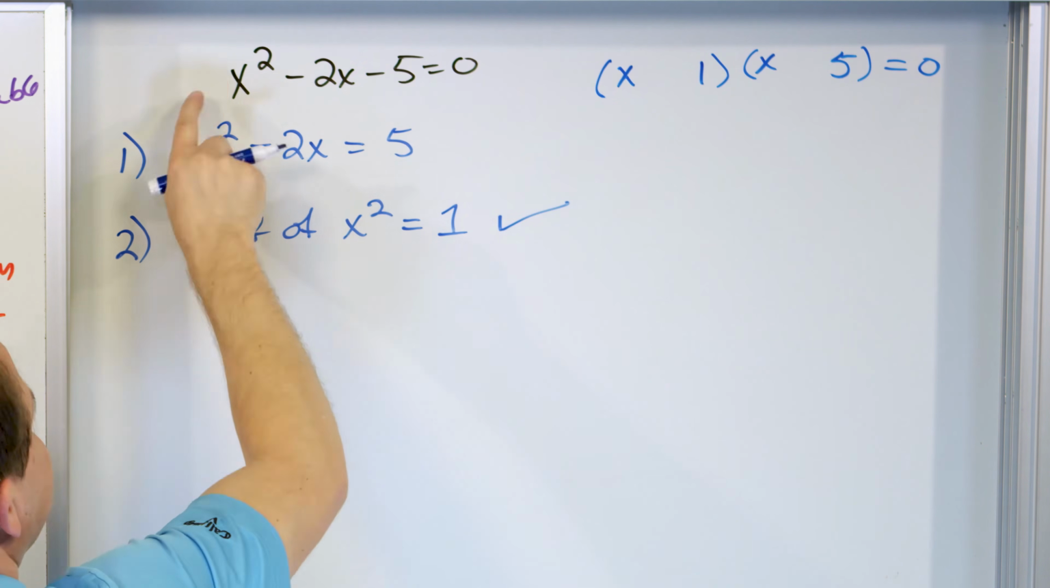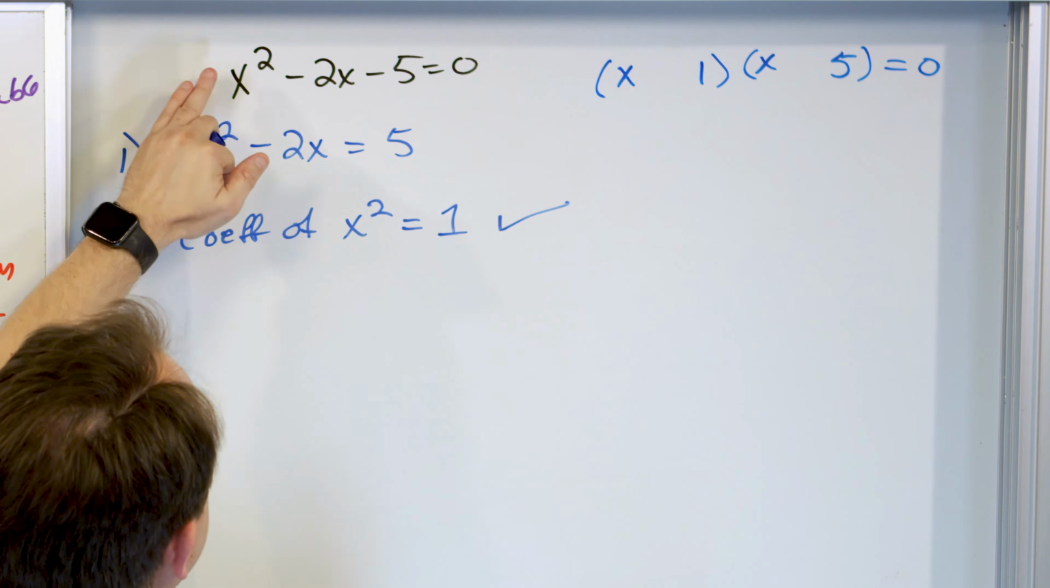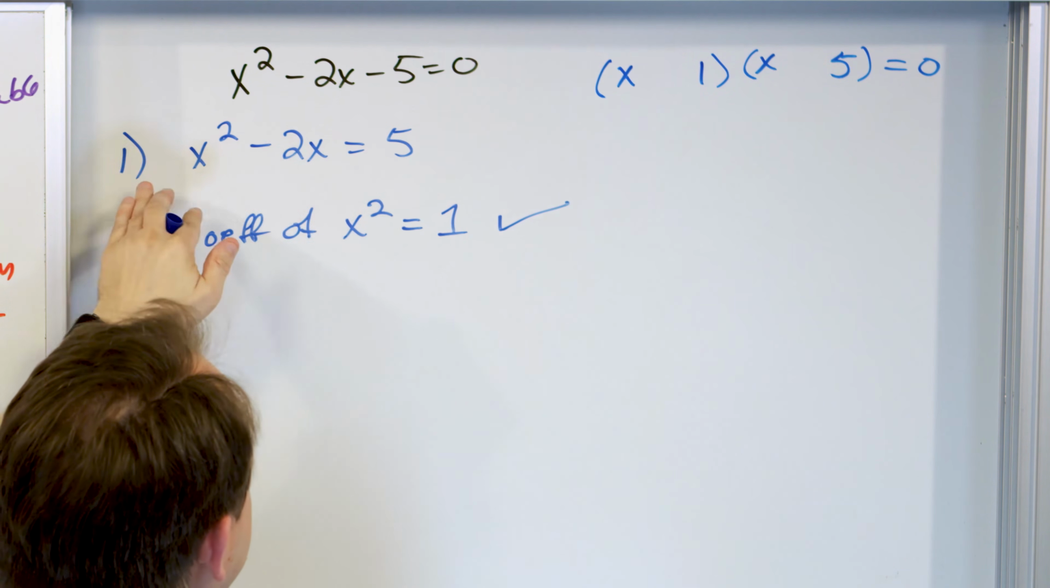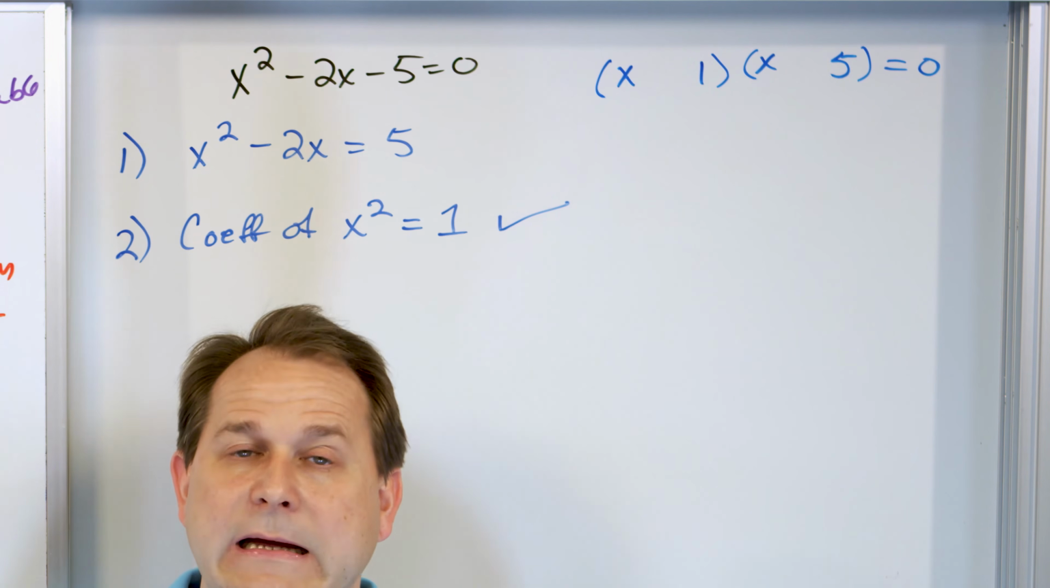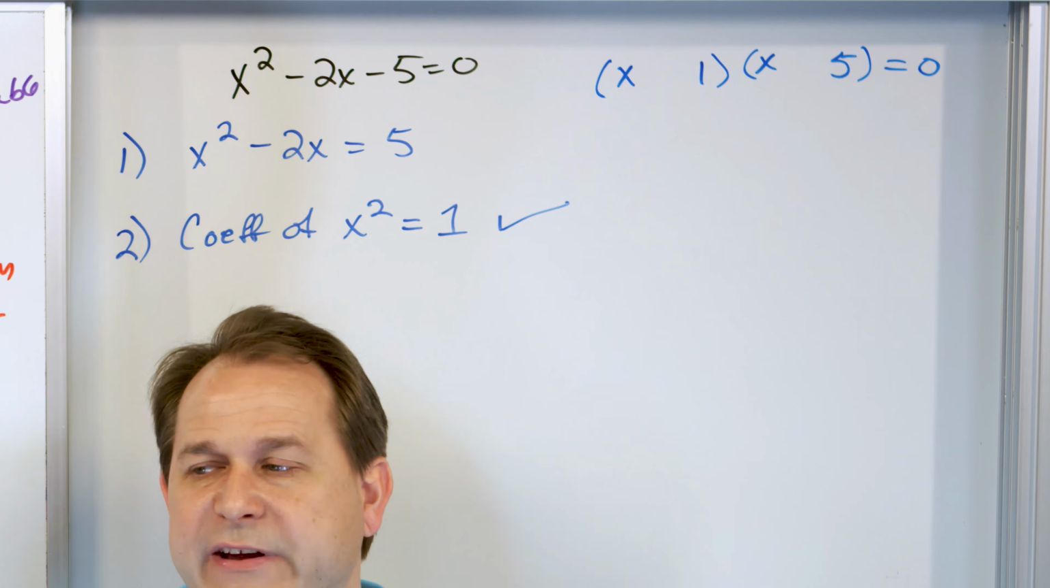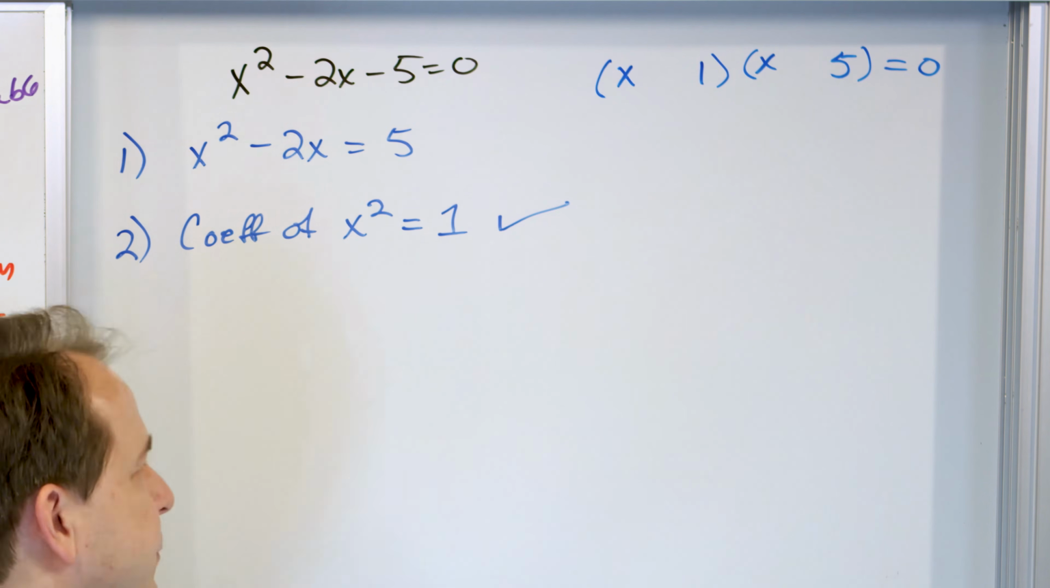It's already a 1 here, so I don't have to do anything. If this were 3x squared, then this would be 3x squared minus 2x equals 5. Then I would have to divide the left and the right by 3, and that would get rid of the 3 in front of the x squared, making it a 1, and then I would proceed. We're going to have problems like that very soon.